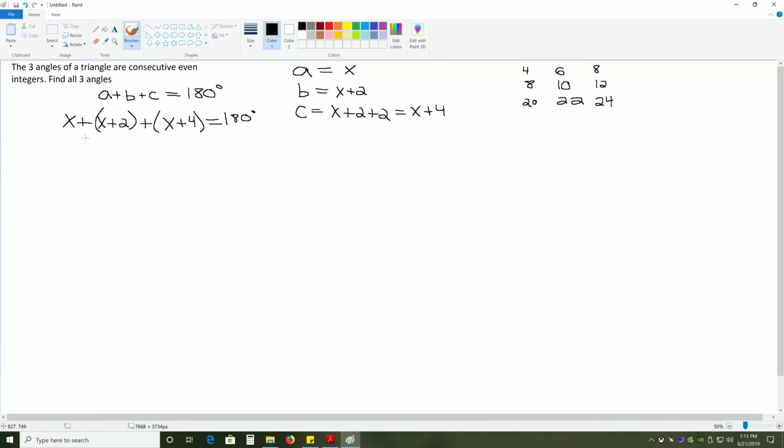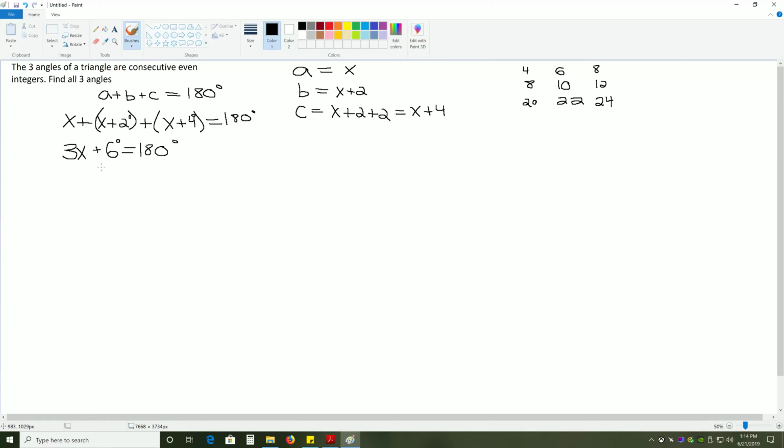Now we can start solving for x. We get x plus x plus x, combining our like terms, gives us 3x. Then 2 plus 4 gives us plus 6. And that's equal to 180 degrees. And it's worth noting that all of these constants are in terms of degrees. So this 2 is 2 degrees, 4 degrees, 6 degrees, and yes, our x is also in degrees when we solve for it.